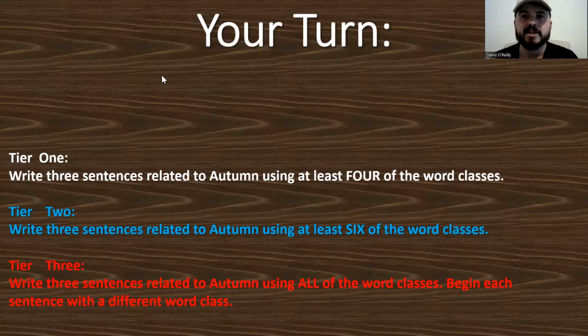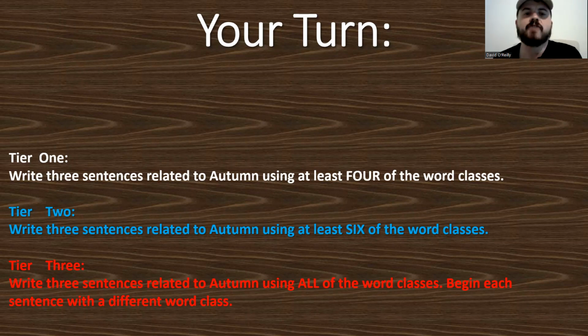I will remind you. So tier 1: can you write 3 sentences related to autumn, our topic, using at least 4 of the word classes? You can pick any 4 you like, but every sentence must have a noun and a verb. That comes naturally. You can't write a sentence without a noun and a verb. So you don't even have to remember that rule because it won't feel right. It won't feel like a sentence unless you've used a noun and a verb.